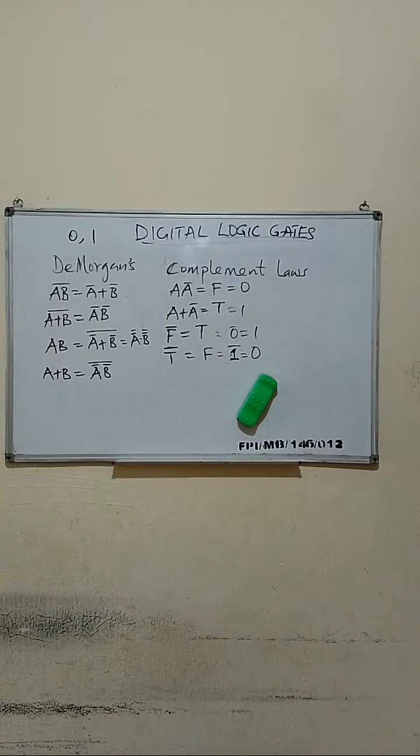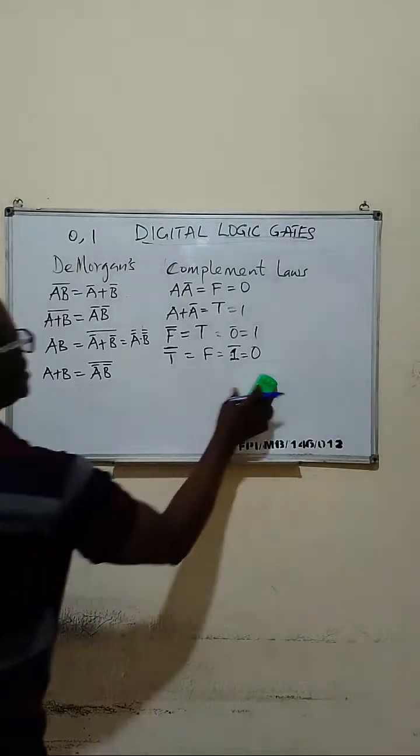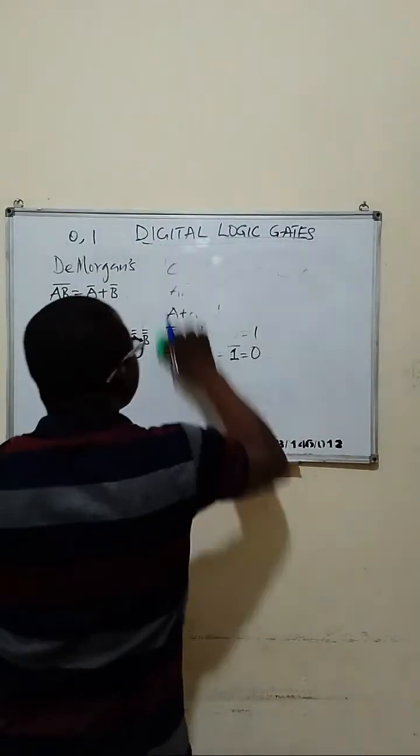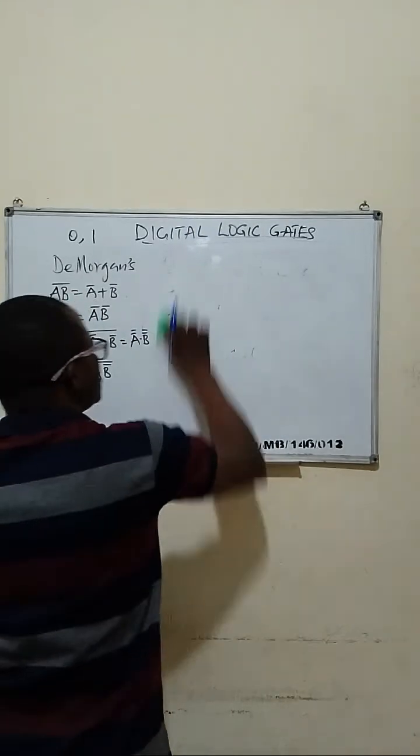Alright. So somebody is asking a question. If you have A bar dot A bar, what will be the outcome? Is that the question? If I get you right, the question says when you have A bar dot A bar, what will be the outcome? So let's look at that.